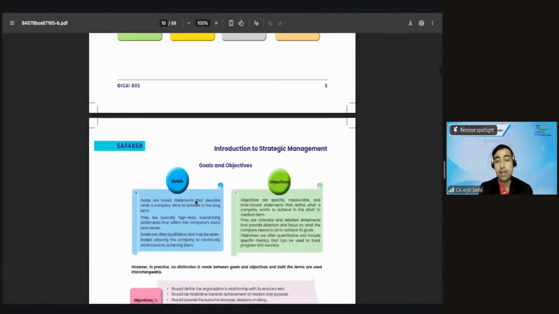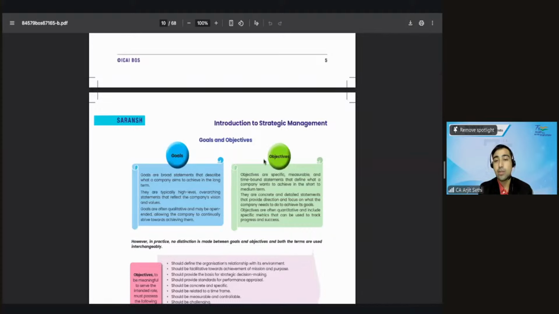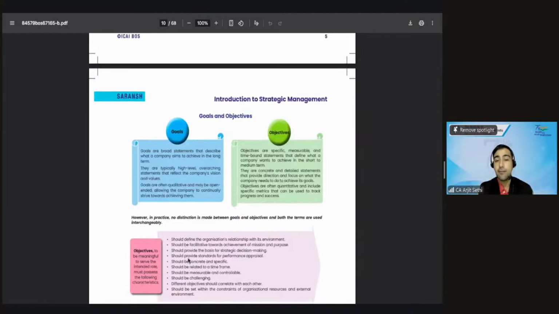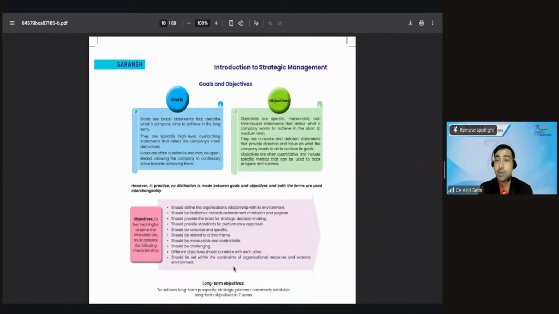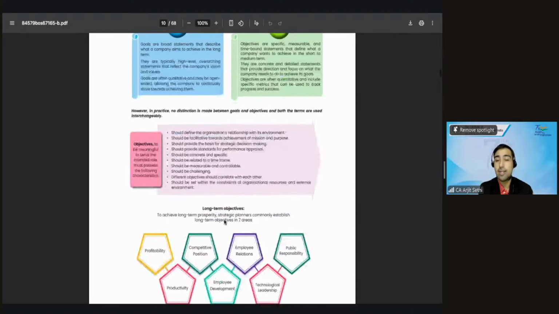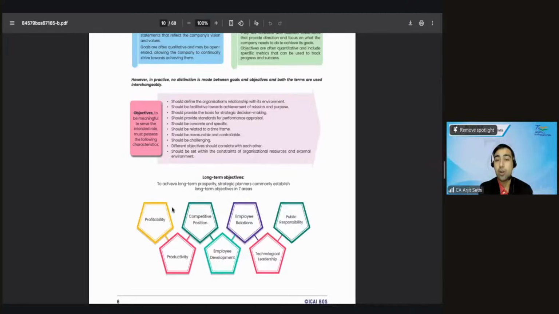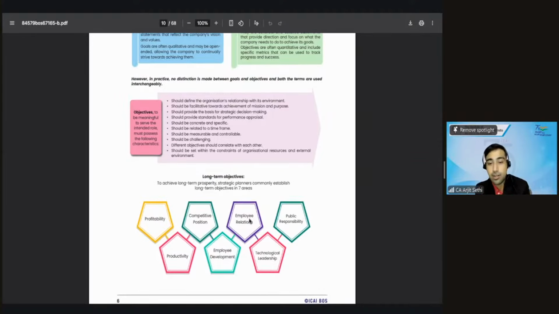Okay. Then, what are goals? What are objectives? What are the few characteristics of objectives also in your this small PDF? Then, what are the long-term objectives? Again, what we were just talking about right now from the study material available for your quick revision, right? 7 areas where long-term objectives are helpful for an organization. It's there in your graph.